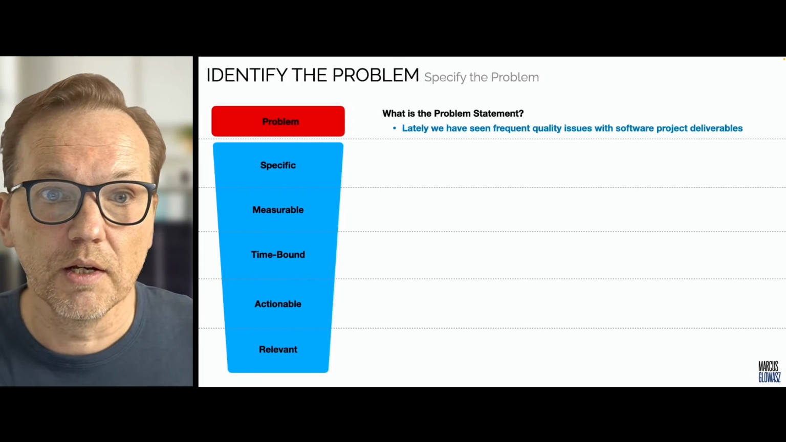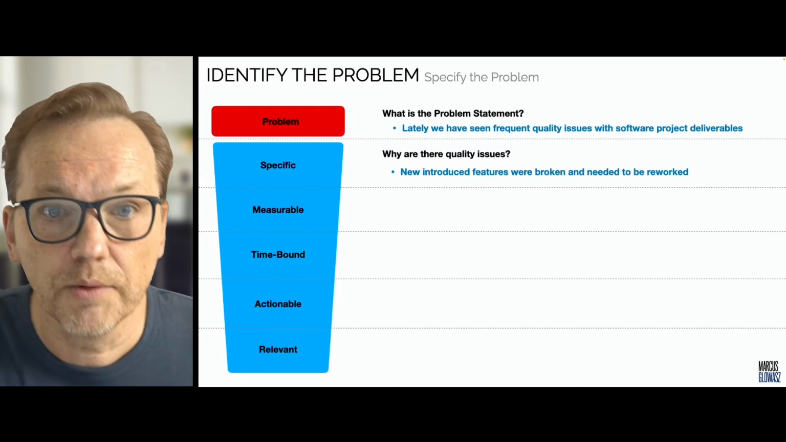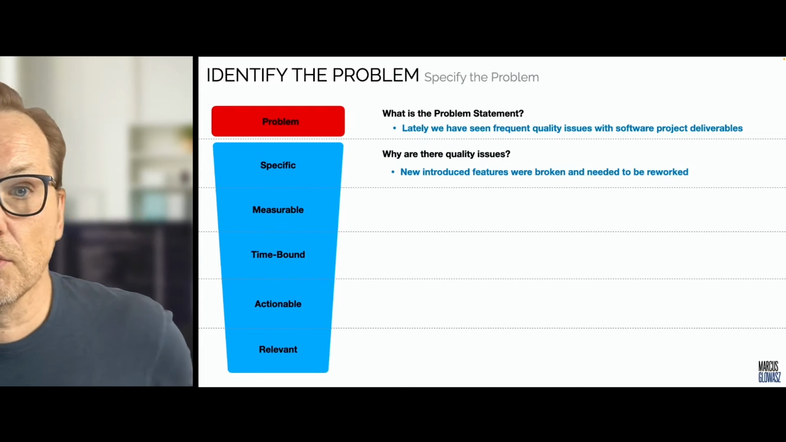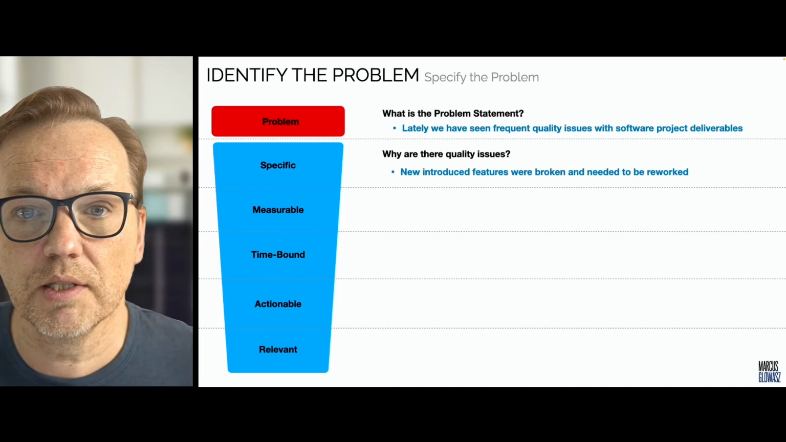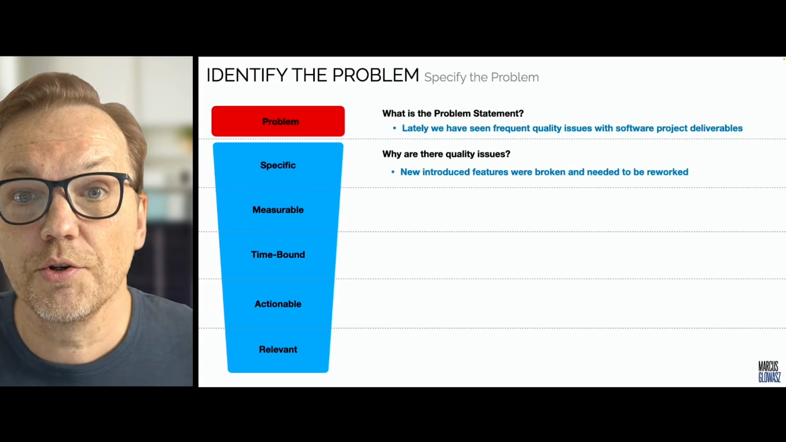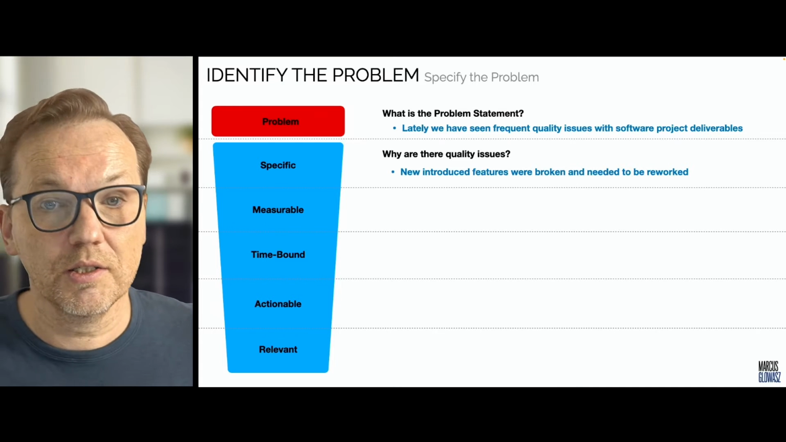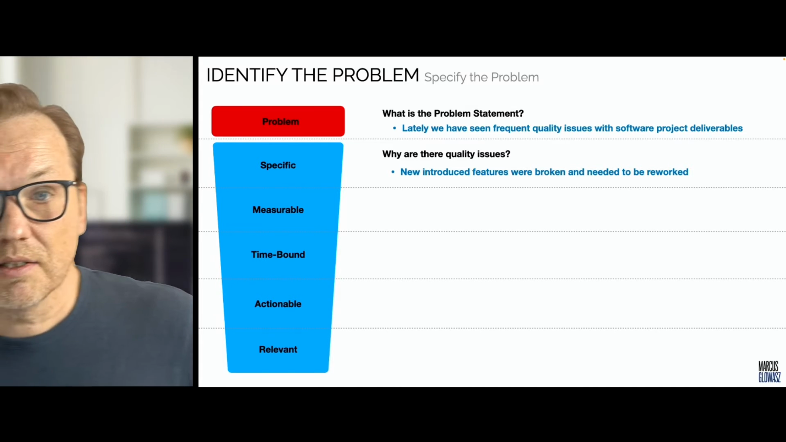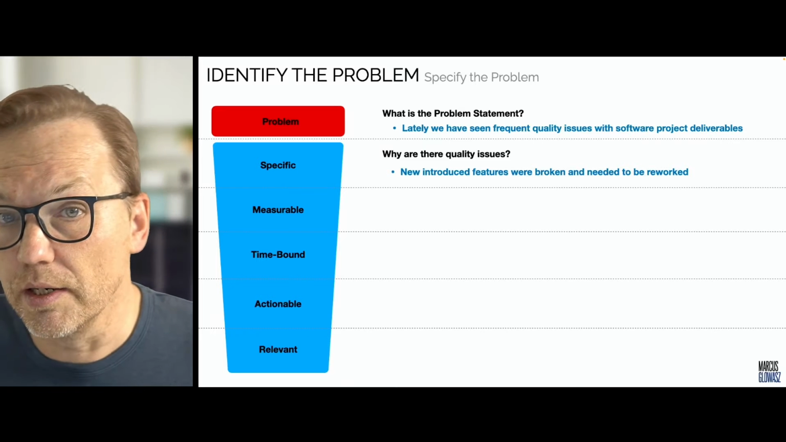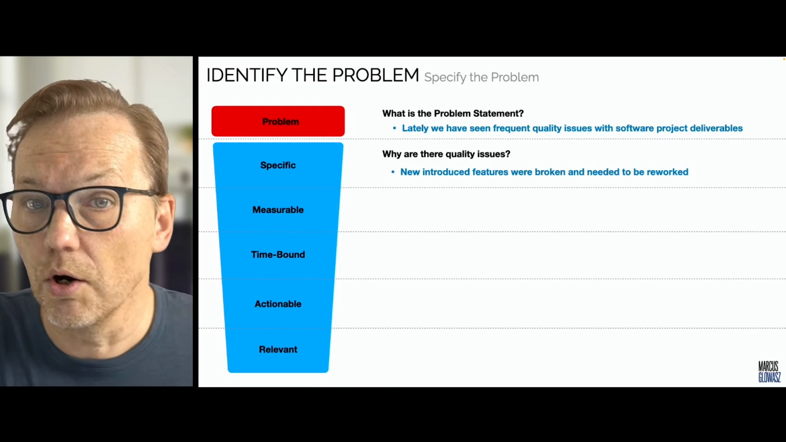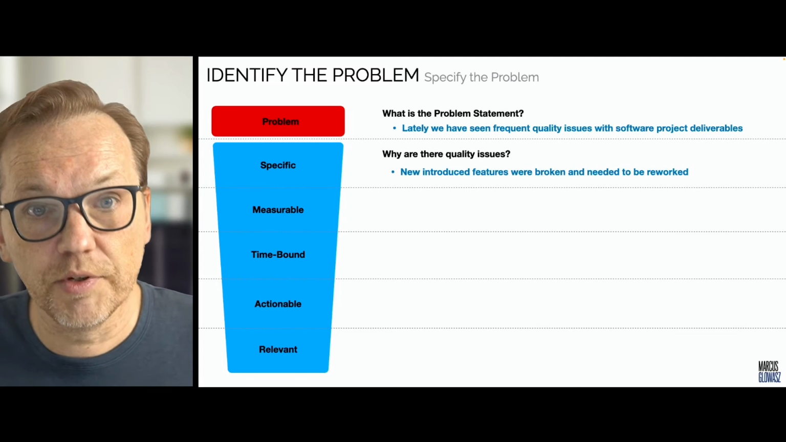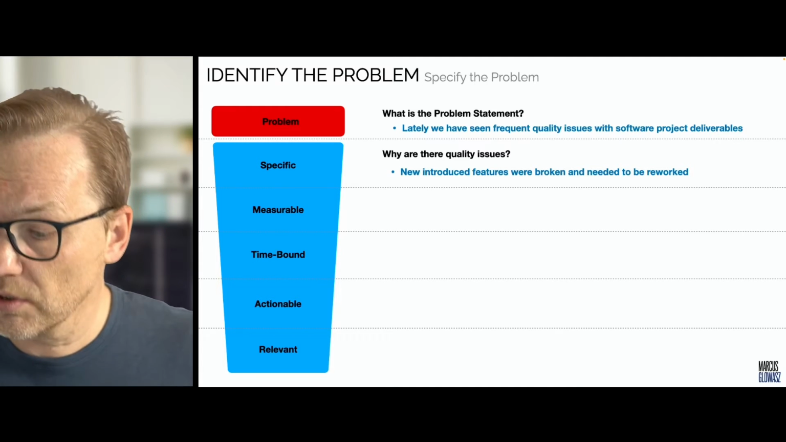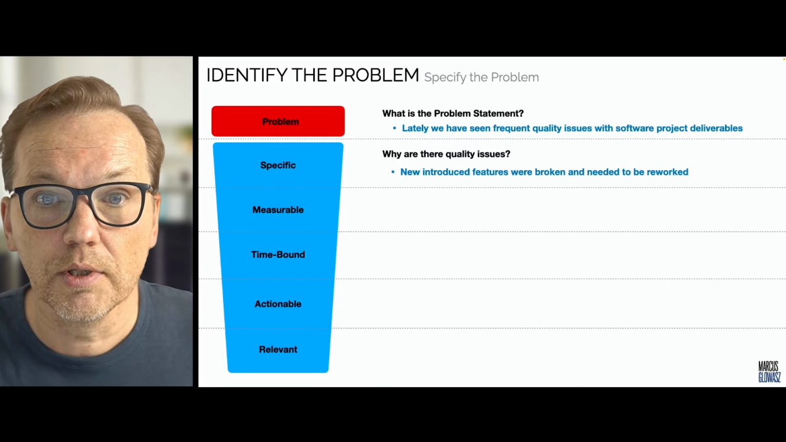So we have being more specific, right? So we are questioning what means actually quality issues. How do you come to this even, right? That there's a quality issue, right? Yeah, because newly introduced features in those software releases, they were broken and they needed to be reworked. Okay. We understand right now newly introduced features, right? So we come closer to the actual problem here.